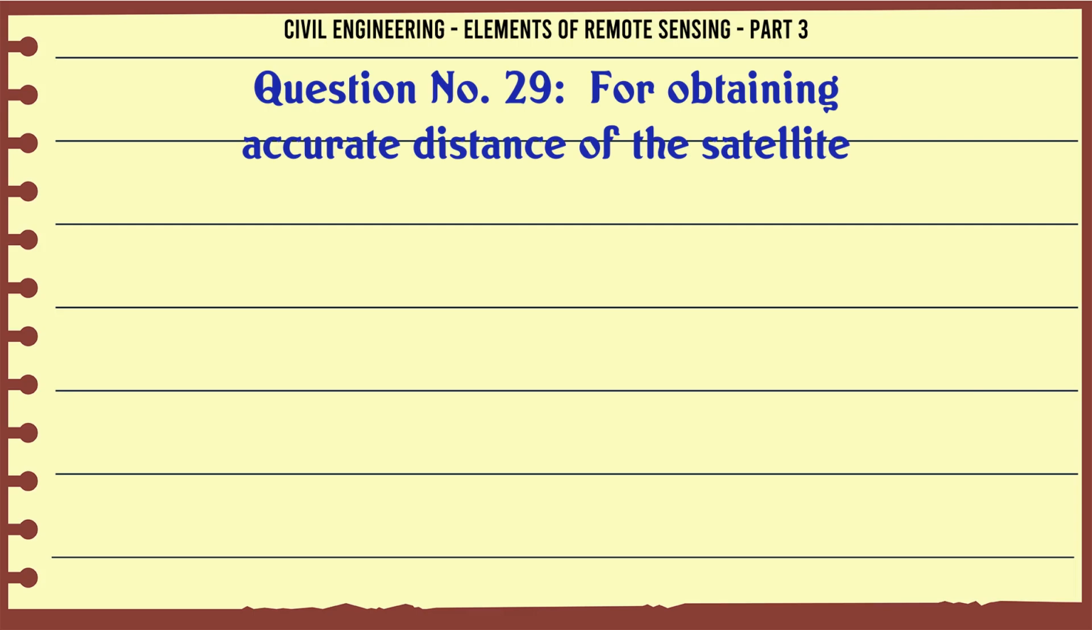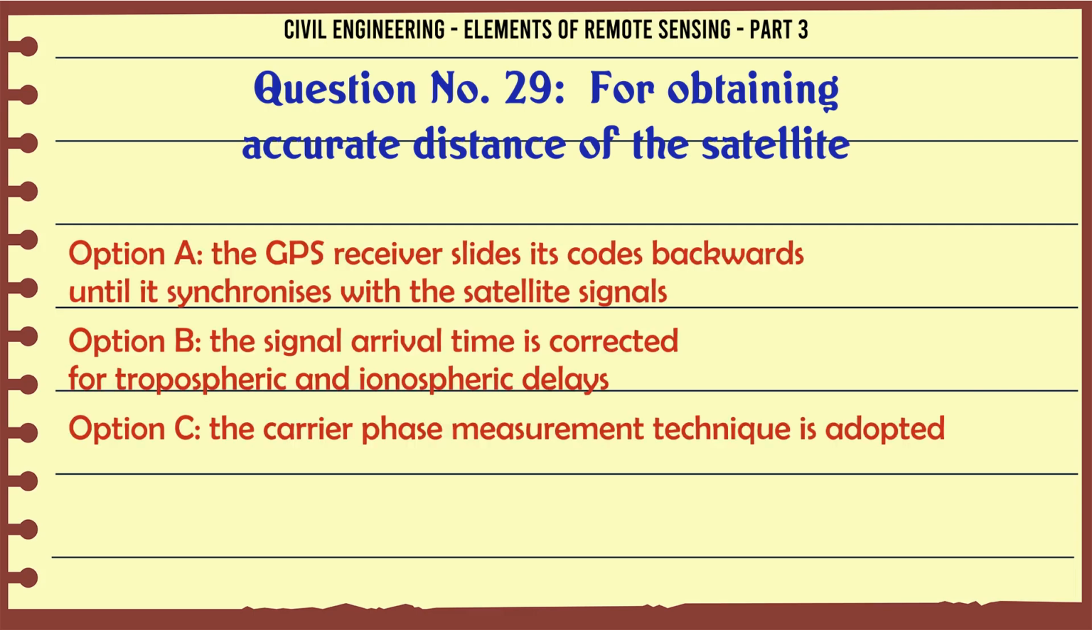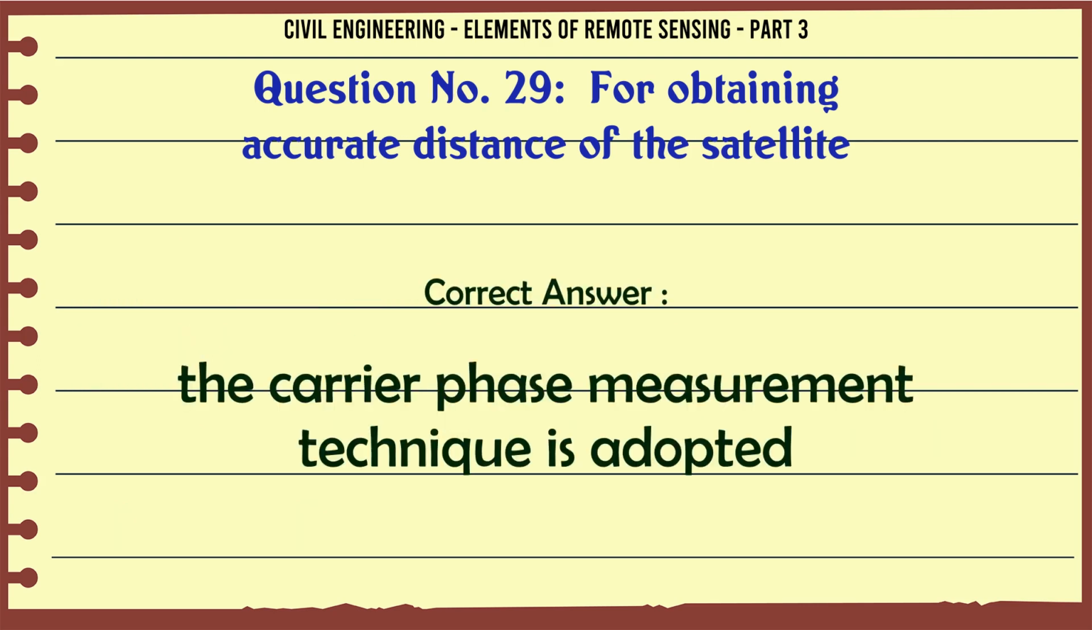For obtaining accurate distance of the satellite, the GPS receiver slides its codes backwards until it synchronizes with the satellite signals. B. The signal arrival time is corrected for tropospheric and ionospheric delays. C. The carrier phase measurement technique is adopted. D. All of these. The correct answer is the carrier phase measurement technique is adopted.